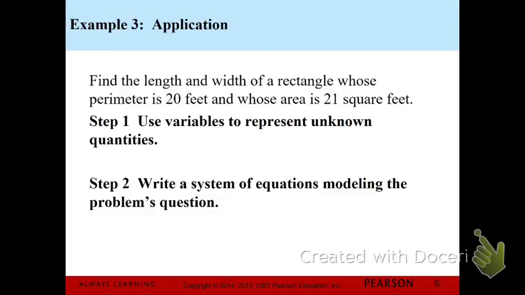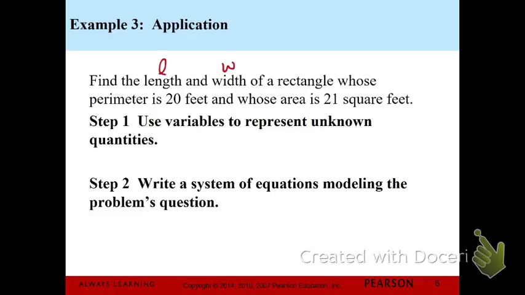Example 3 says, find the length and the width of a rectangle whose perimeter is 20 feet and whose area is 21 square feet. Step 1 says use variables to represent unknown quantities: X, Y, Z. What are we going to let represent the length? Length, L. And the width? W.